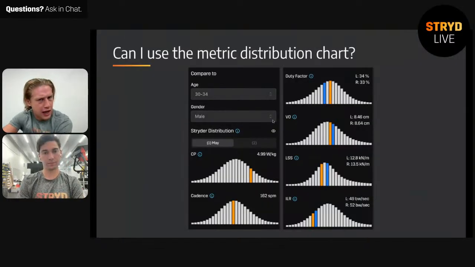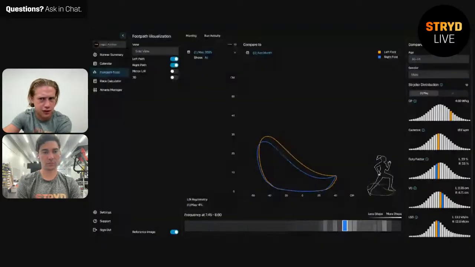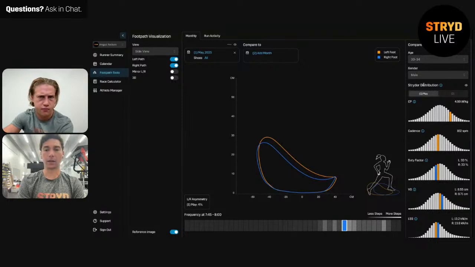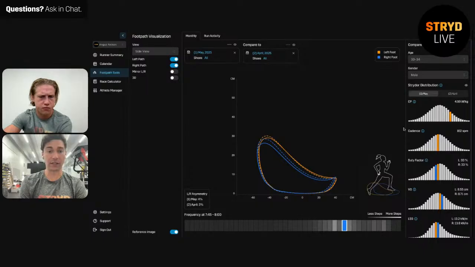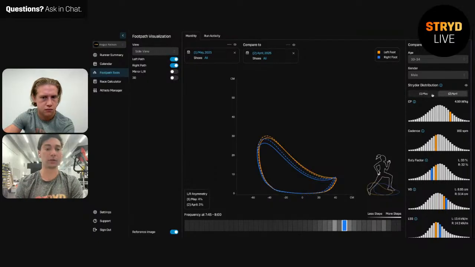So we do also have that metric distribution chart in the monthly view. I know you touched on this briefly, but could you just hit on that again, on why this metric distribution chart can help add that context to the monthly view? Yeah, again, the footpath is basically multiple data points put together to create this tracking of your foot. Whereas these metrics on the side are specifically quantifying specific parts of your footpath.